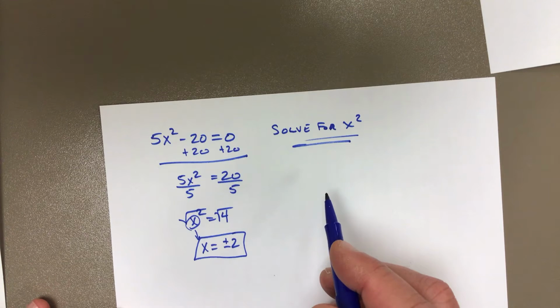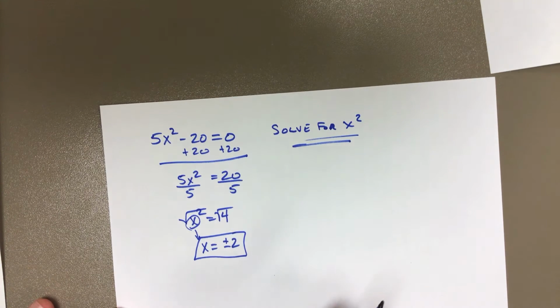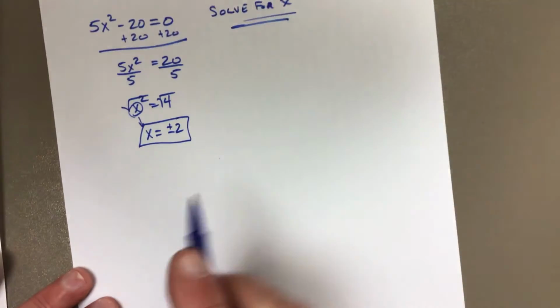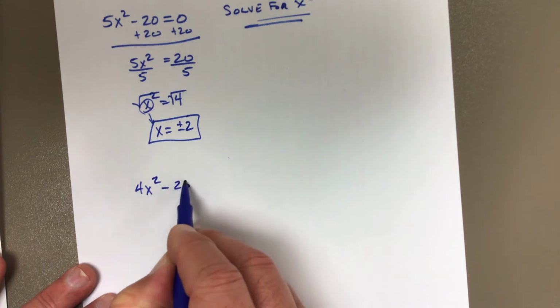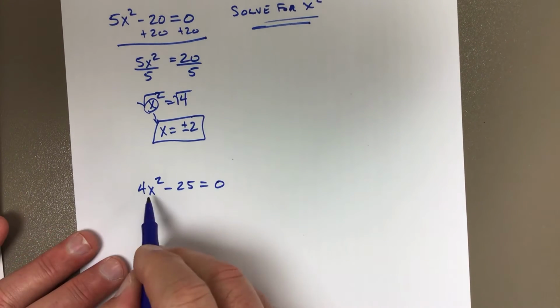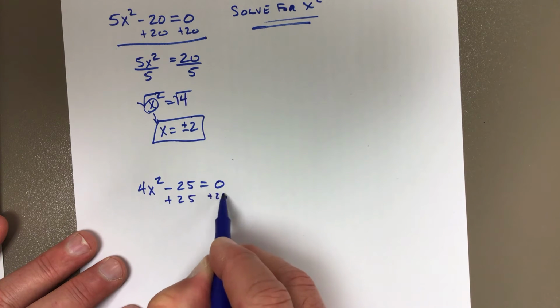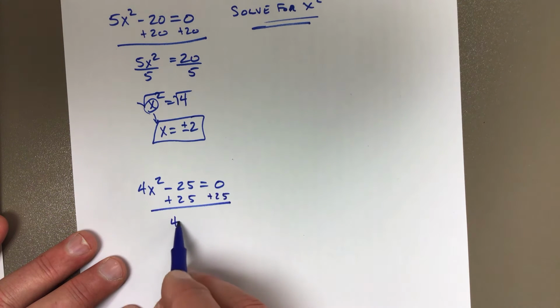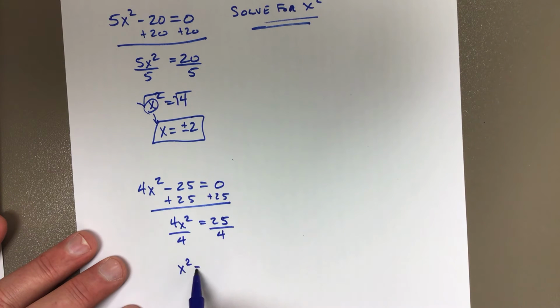Now, believe it or not, sometimes you actually are going to have a fraction. So don't get too nervous about that. So let's look at this. So 4x squared minus 25 is equal to 0. All right, so the first thing is that we've got to try to solve for x squared. So I'm going to add 25 to both sides. I'm going to get 4x squared is equal to 25. I'm going to divide by 4. So I'm going to get x squared is equal to 25 fourths.